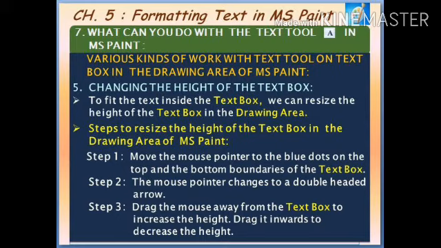Step number 1. Move the mouse pointer to the blue dots on the top and the bottom boundaries of the text box. Step number 2. The mouse pointer changes to a double-headed arrow. Step number 3. Drag the mouse away from the text box to increase the height. Drag it inwards to decrease the height.